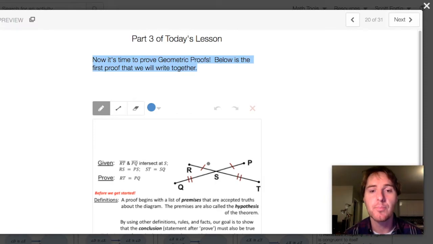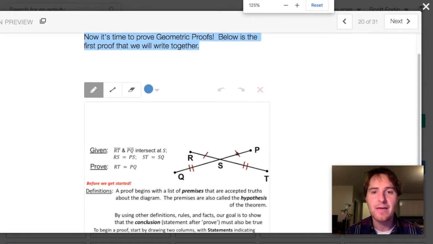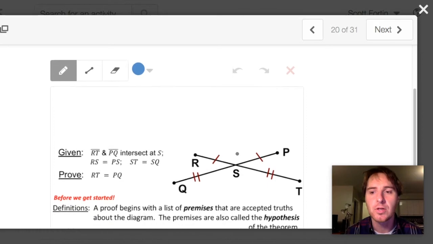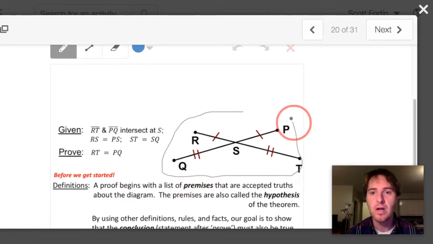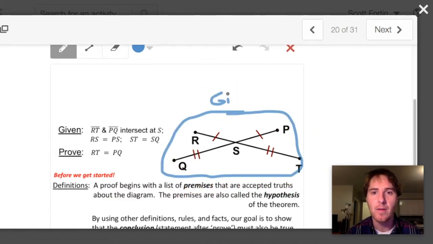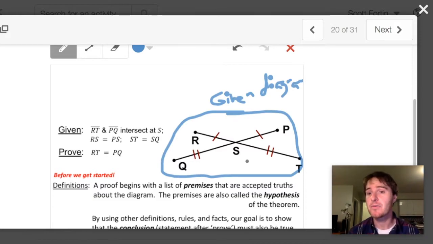What you're doing now is you're going to prove facts in geometry. So what we have in front of you here is what a proof's going to look like in geometry. This is a very basic one. This one isn't mind-blowing, but it is a fact that we're going to prove about this particular diagram. What we call this right here is the given diagram. It's what's given to us by the math gods or Mr. Fortin. So this is the situation we find ourselves in. We got a diagram here. We got segment RT. We got PQ. It looks like it intersects at S.